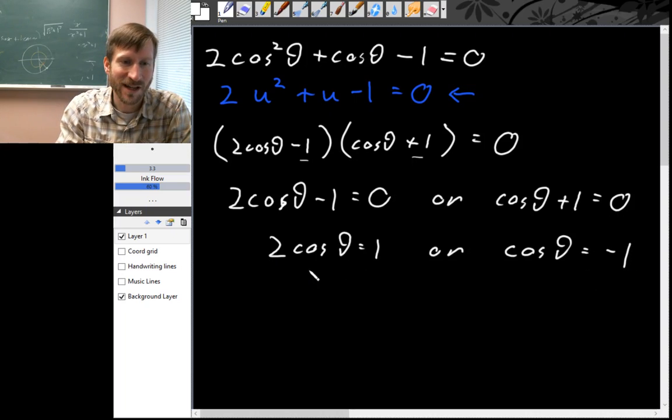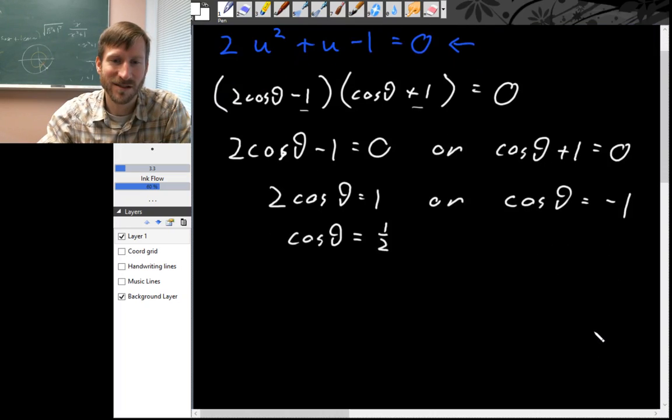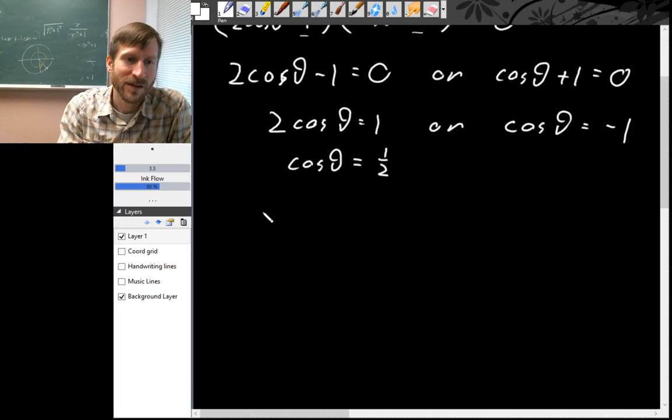In this first one, next we divide by 2. So cosine theta equals 1/2. And there's nothing to do to isolate the cosine theta in the second one, so let's not mess with it. And now we need to deal with all the cosines that are lying around. So let's first find a principal solution just by taking inverse cosine. So theta, inverse cosine of 1/2, is pi over 3.